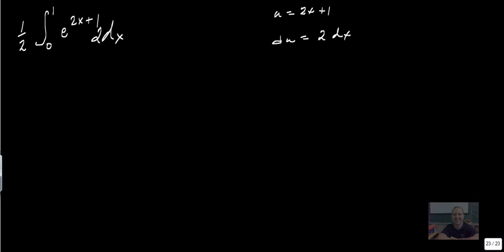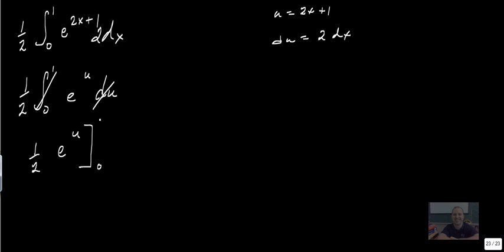All right, so now I can do my u substitution. This is 1/2, and don't forget the 1/2 there, times the integral of e to the u du. When we integrate, the antiderivative of e to the u is just e to the u. This is gone and this is gone. And make sure you remember to evaluate there.